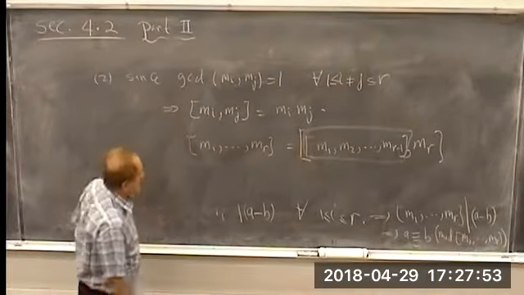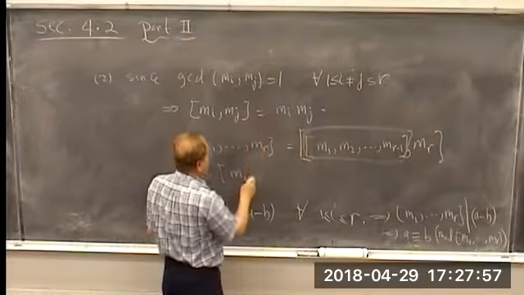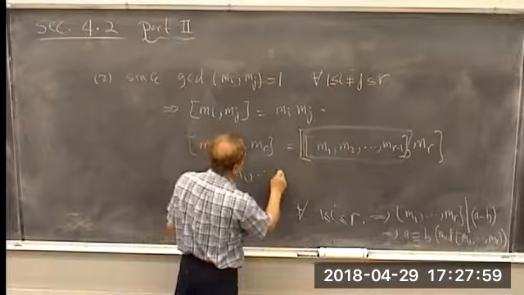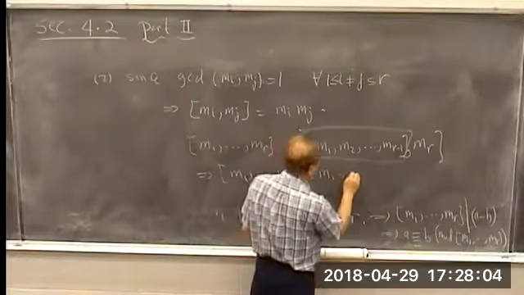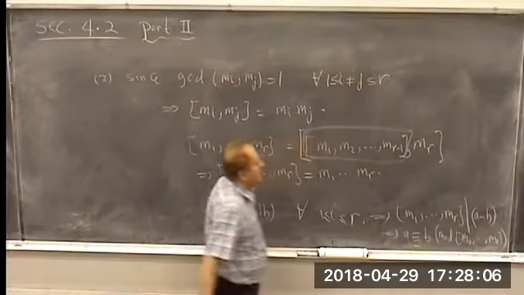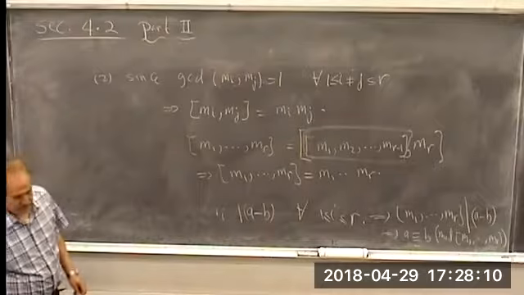So the end result: because of this here, M sub R is equal to the product. And this just follows from the theorem itself.